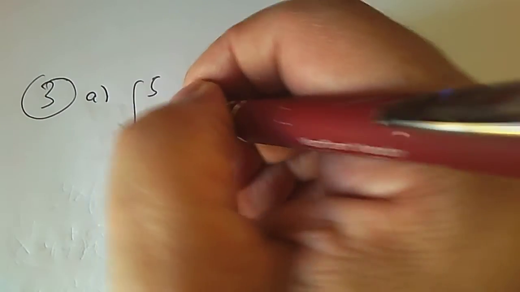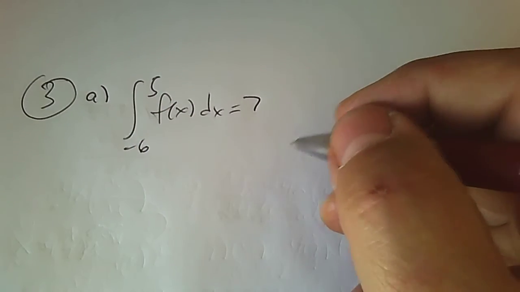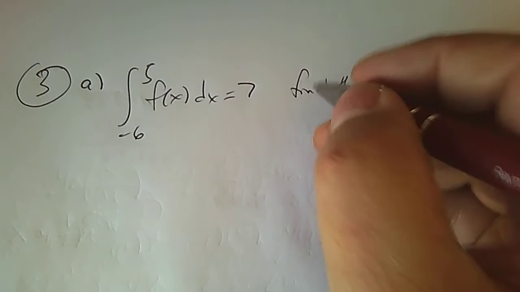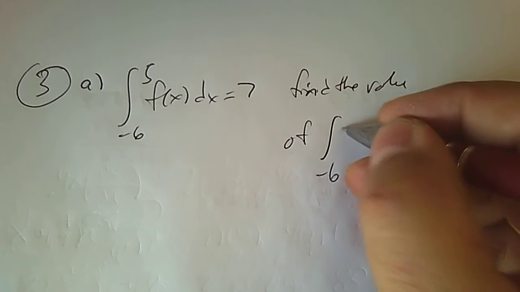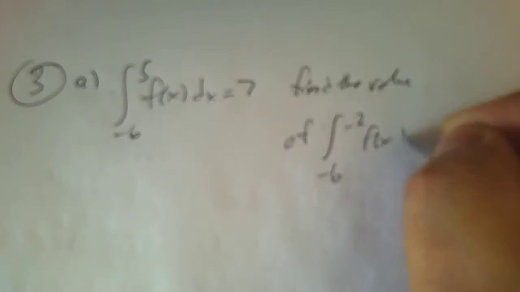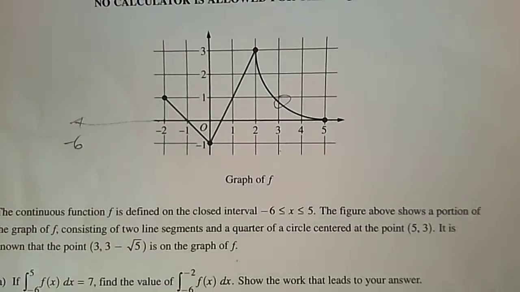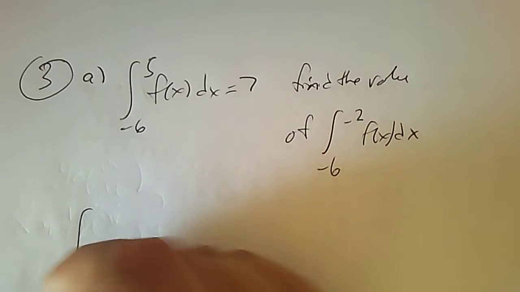So for 3A, it says, if the integration from -6 to 5 of f(x) dx equals 7, find the value of the integration from -6 to -2 of f(x) dx. So that's my goal right there. All right, so from -6 to 5, that's the entire integration. From -6 to 5, I know that answer. So this is my goal, by the way.